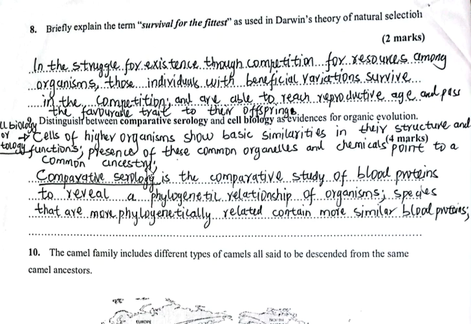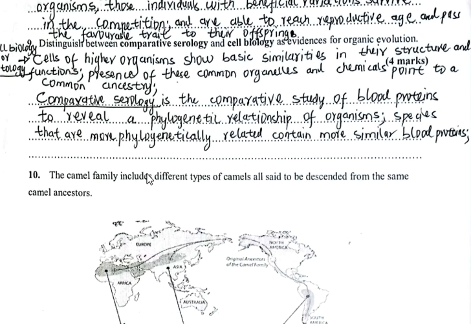Distinguish between comparative serology and cell biology as evidences of organic evolution. Cell biology: cells of all organisms show basic similarities in their structure and functions. The presence of these common organelles and chemicals points to a common ancestry. In comparative serology, you compare the study of blood proteins to reveal a phylogenetic relationship of organisms. Species that are more phylogenetically related contain more similar blood proteins.